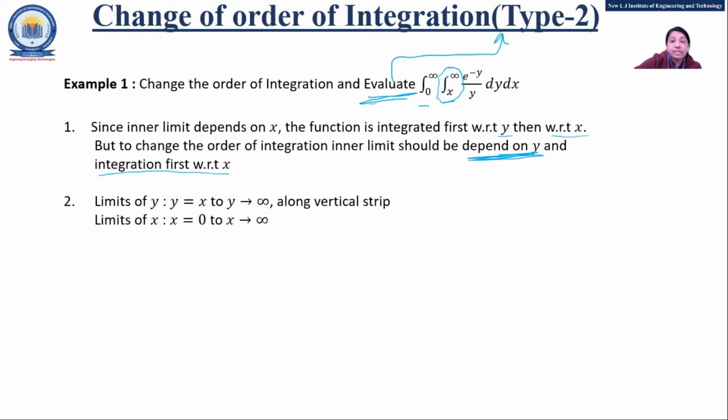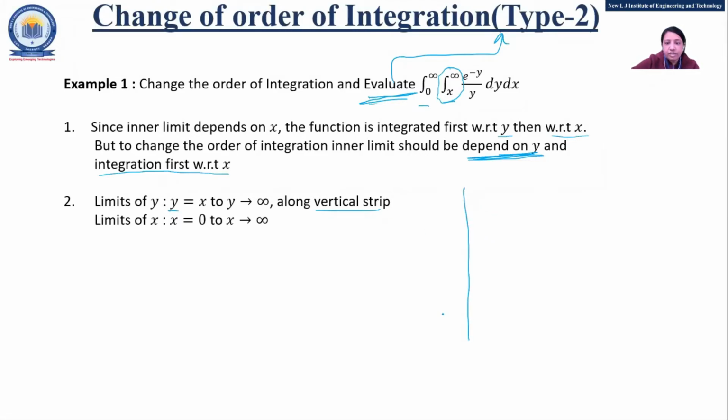Now see, here the inner limits are given in terms of x. So always it is the y limit. So y equal to x and y equal to infinity. I told you whenever this kind of thing appears, it is a vertical strip, same like example 1 of type 1.